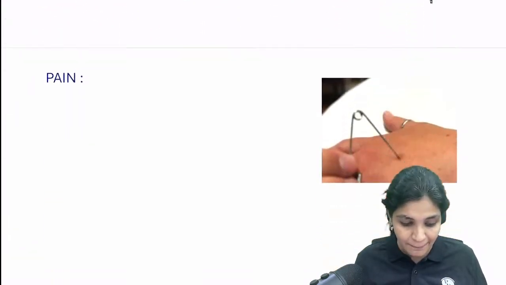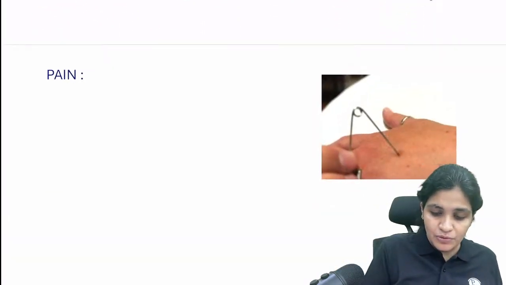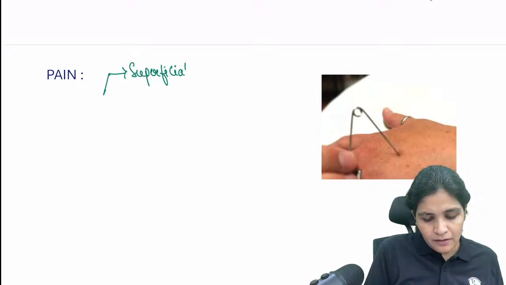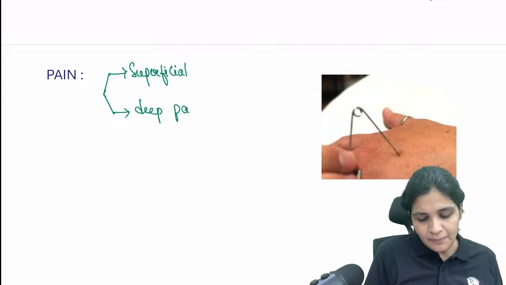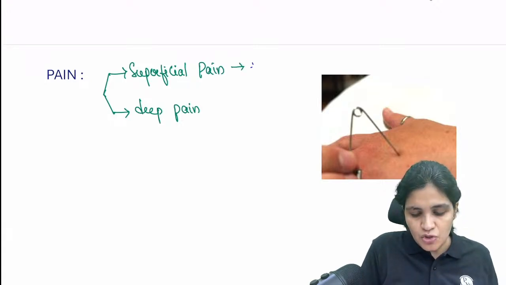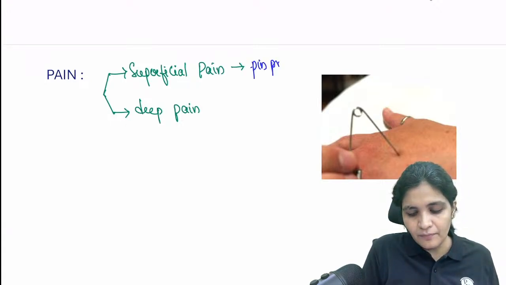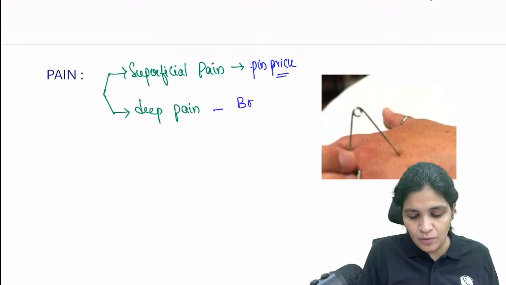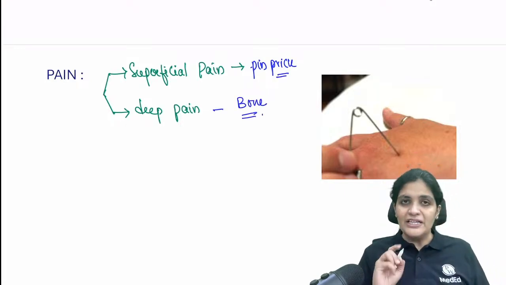And then comes the pain. So pain, again, we have two things, right? Superficial pain, and then we have the deep pain, right? Both superficial pain and the deep pain, both you have to test. Superficial pain is just pinprick. Pinprick is superficial, right? So deep pain is something which is coming from inside, such as bone pains like that. So you will test for both the things.